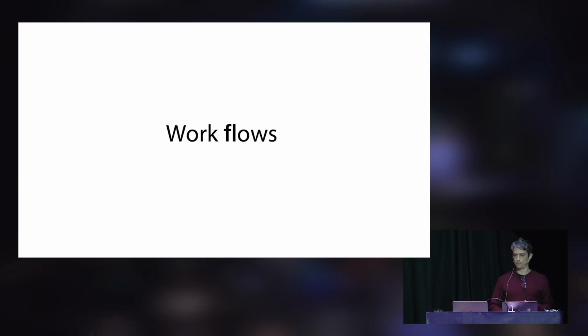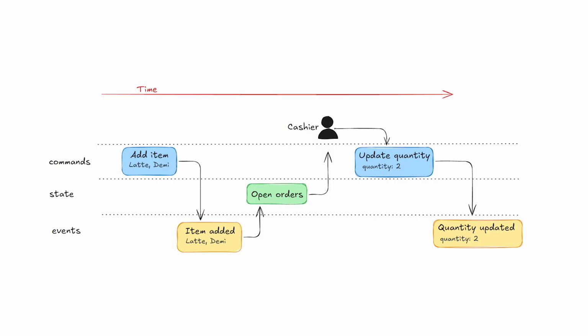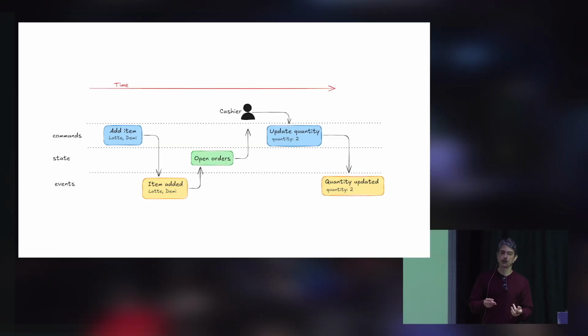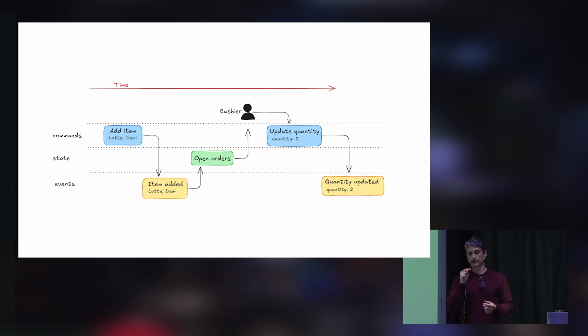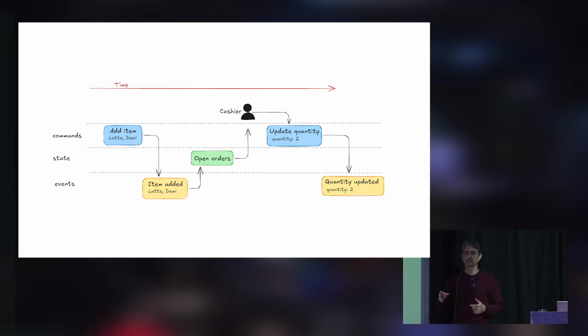OK, so now I'm going to talk about workflows. I mentioned that we have this kind of tiny slice of functionality. It's always a pair of commands and events from which I can derive state. Now I'm going to stitch those things together into a workflow, right? So I had one command, add item, that results in an item added event. From there, I can derive a list of currently open orders. And then I can have a staff member, the cashier maybe, look at those open orders, pick one, and continue to act on it. So maybe send another command to update the quantity of one of those items. And that results in a new event.